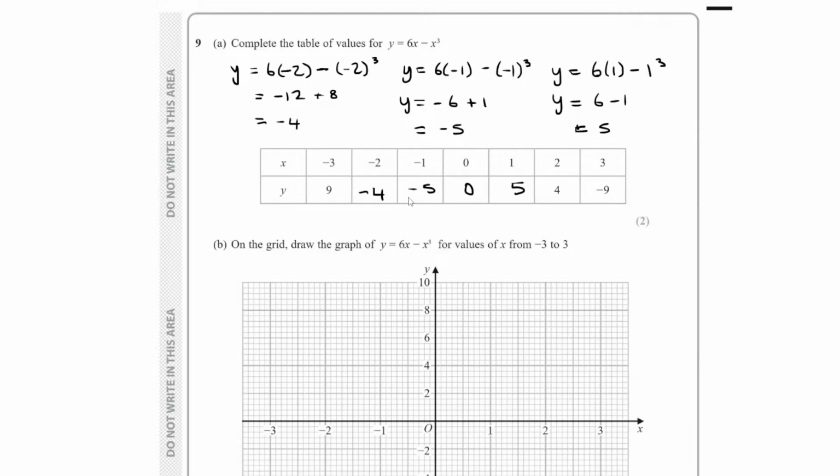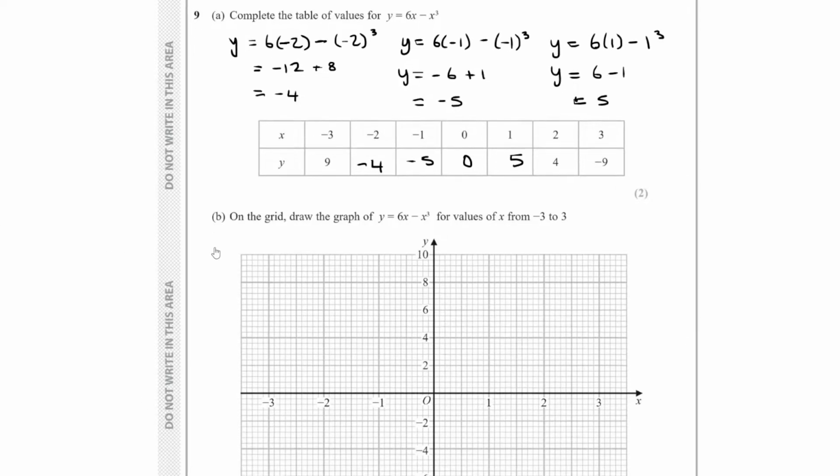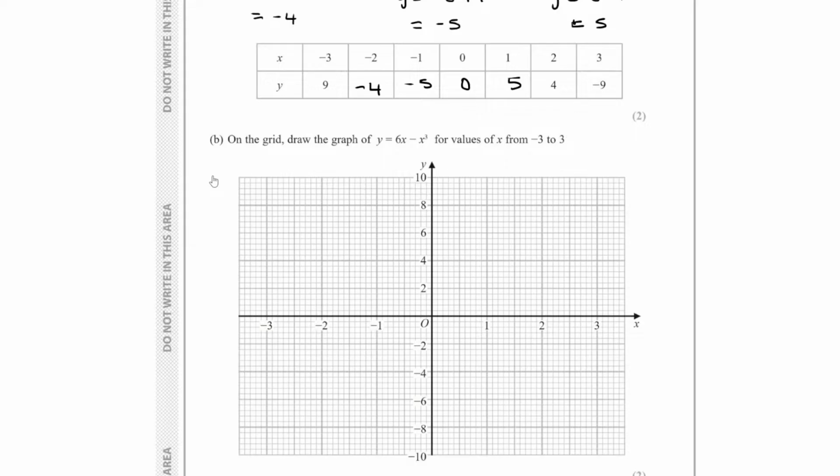You can also see they've chosen numbers nicely here, so 9, minus 4, minus 5, 0, and then positive 5, positive 4, negative 9, you can see they've swapped. And then you just have to plot those coordinates on the grid. So that's also really nice.